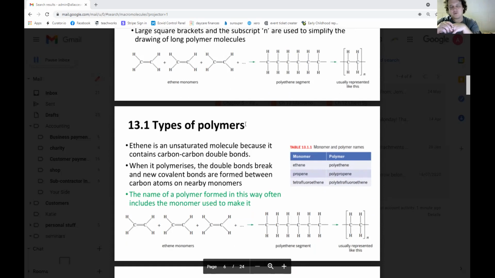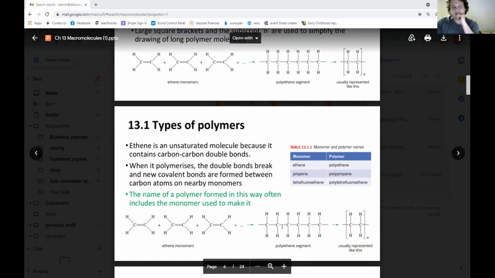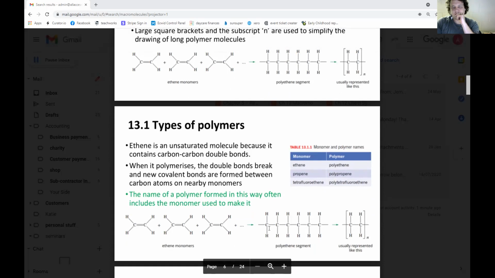We break the double bond in the ethene molecules, and it produces a polyethylene segment. That can be 10 molecules, could be 100,000. You could theoretically just keep adding them on forever.